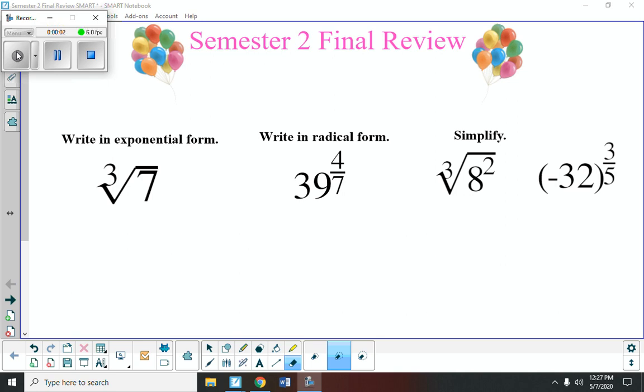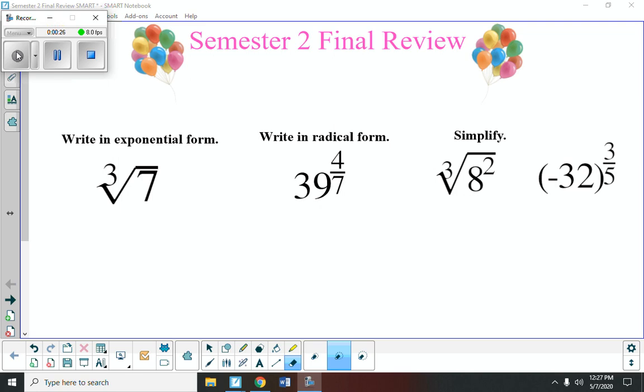Right, this is the semester 2 final review, and what you need to do is copy down the problems on each screen and then work them out with me. So what I would suggest is pausing when I go to a new screen, copy the problems, and then watch me work them out. And after that, pause your video again, and then you work them out just to make sure that you're able to do that.